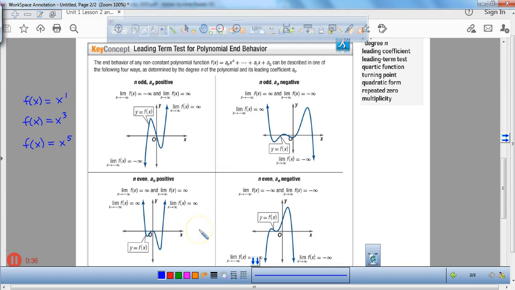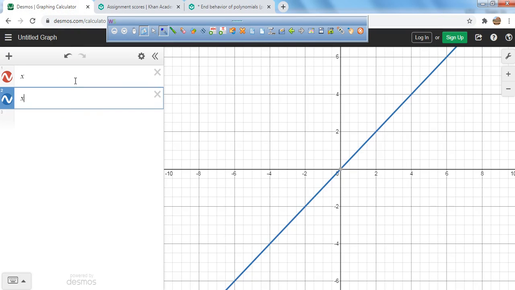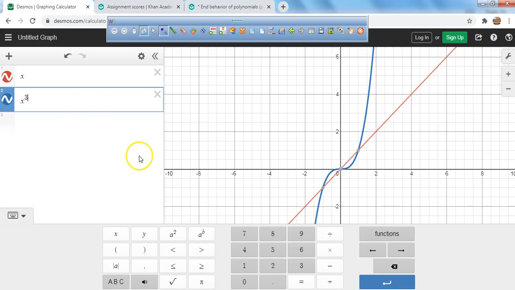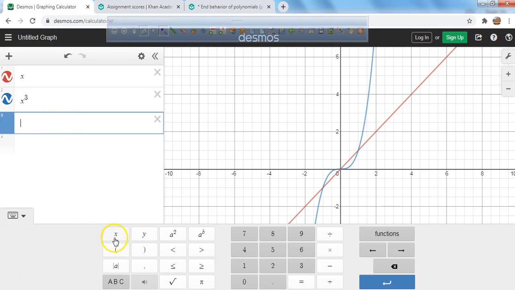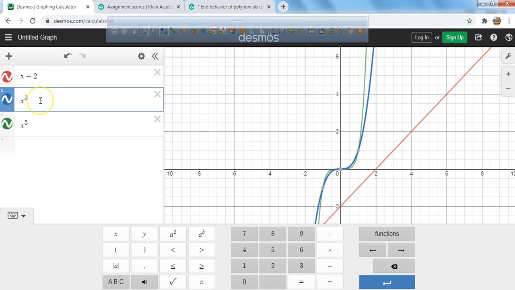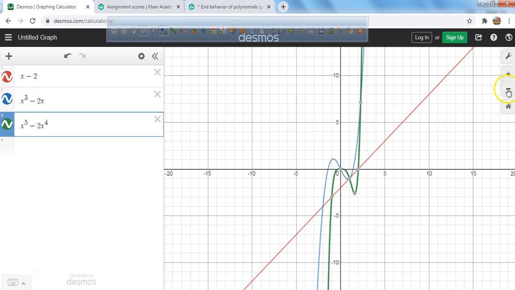Okay, so let me show you a quick example so you know what I'm telling you is the truth. Let's go over here to Desmos and we'll just type in x. Then we'll do x to the power of 3, and then x to the power of 5. Hopefully you'll trust me after that that this is the pattern. Even if I add something ridiculous, like minus 2x or minus 2x to the power of 4, no matter what, if we zoom out, the end behavior starts from the left and goes to the right.